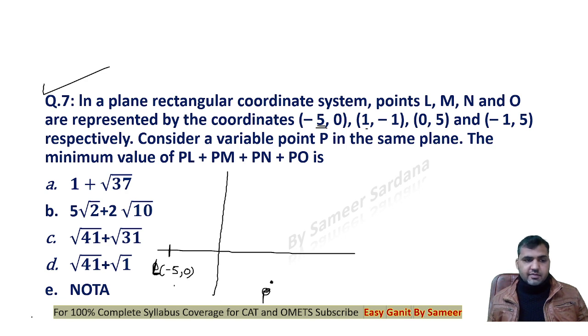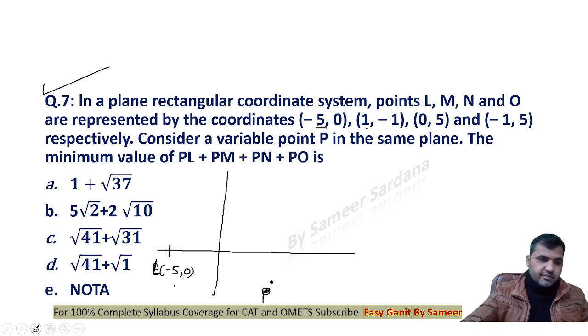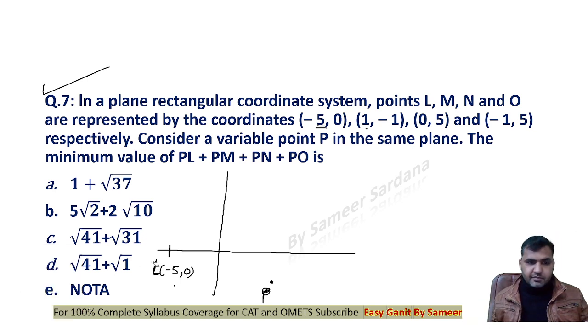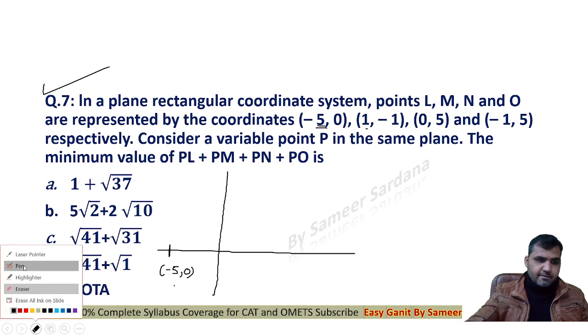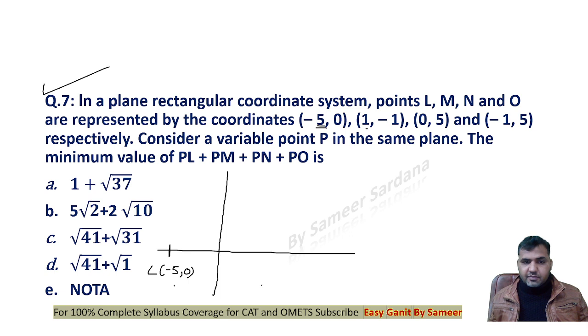Now this point is L here, and we have a point M here, right, which is 1, minus 1. X is 1, Y is minus 1. Then we have X 0, Y 5. That is our point N, right? And for O, X is minus 1, Y is 5. This is the point O here, right? X minus 1, Y 5.